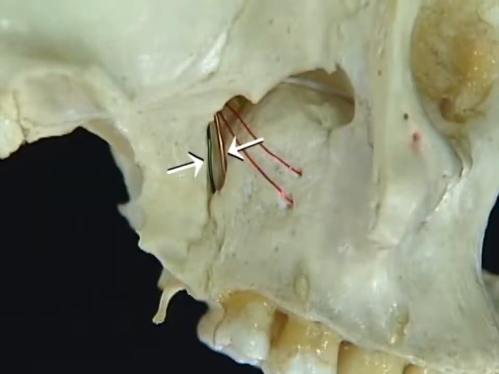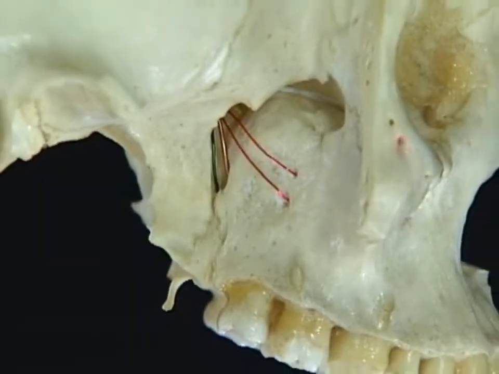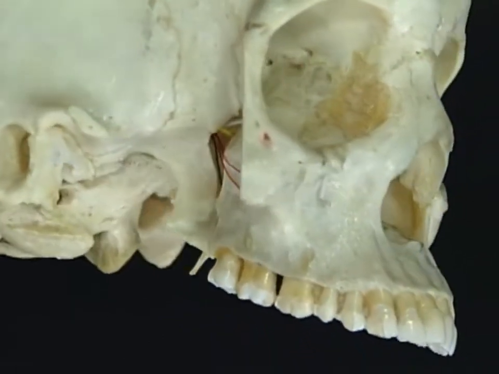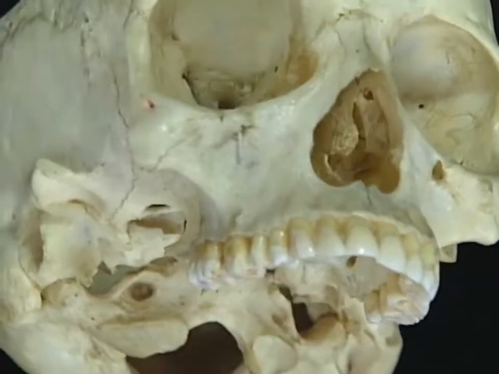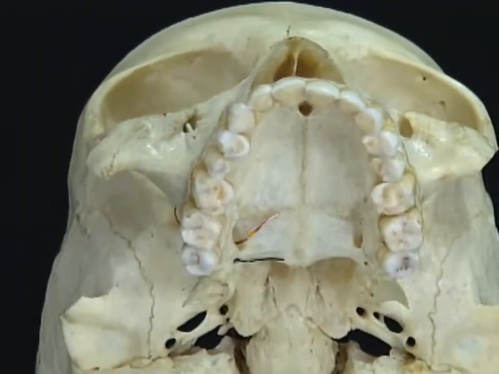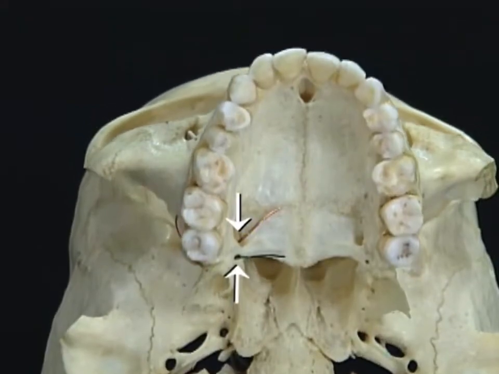The greater and lesser palatine nerves pass straight downwards in their bony canals. To see where they come out, we'll go round to a view from underneath. Here they are, emerging from the greater and lesser palatine foramina.